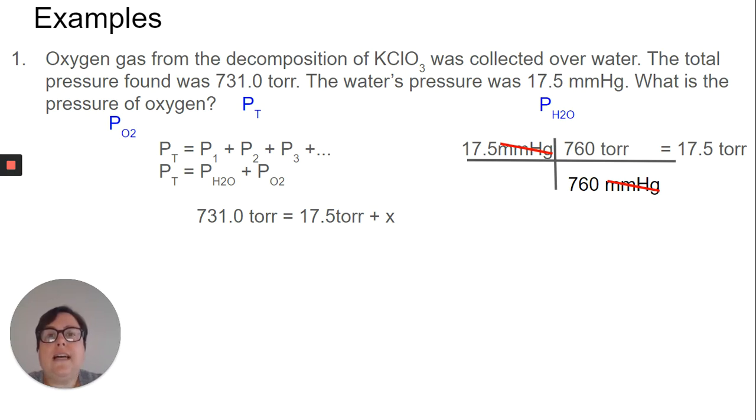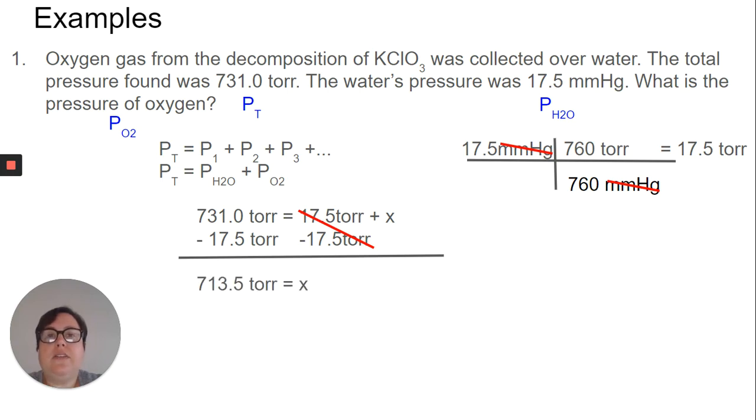This is the only time we are not multiplying and dividing. This is the only time we're going to actually subtract. So we subtract 17.5 from both sides. That gets x to be by itself, and we have an answer of 713.5 torr. When you add and subtract, the significant figures are based on the fewest decimal places. And since our total pressure and our partial pressure of water both had 1 decimal place, our partial pressure of oxygen should also have 1 decimal place. But that's the end of the problem.